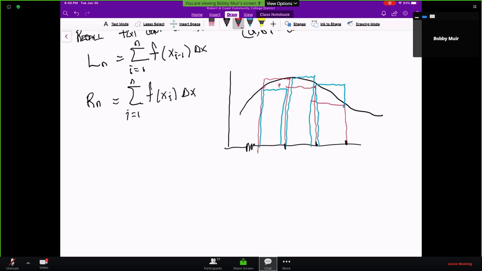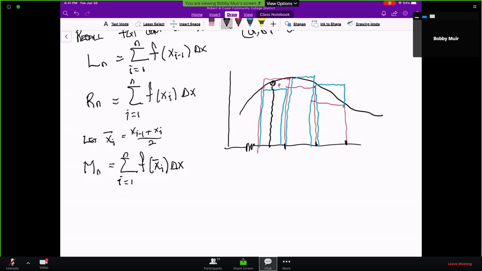One thing that we could do is maybe pay for some more accuracy if we were to let x bar, xi bar, be the midpoint, xi minus 1 plus xi over 2. Then we might have this midpoint approximation, which is going to be the sum i equaling 1 up to n, f of xi bar delta x. If I do the midpoint in black, it would look like this. So we will get here and it would go over and down. Let me erase the middle. Okay, back to black. And then this midpoint looks like it's going to be here.